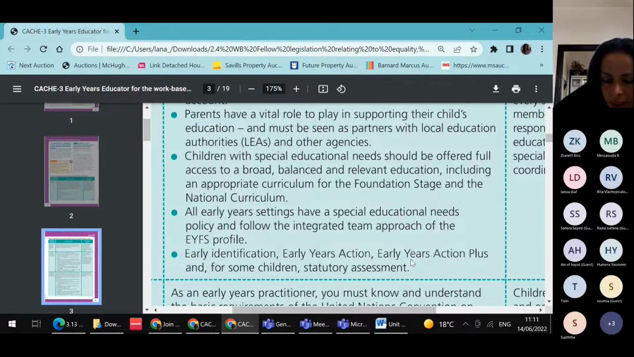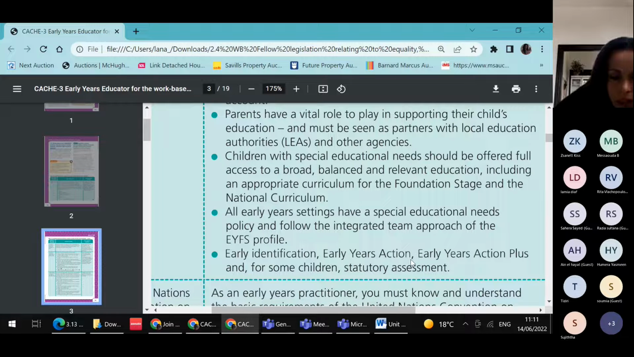Also, all early years settings must have a special educational needs policy. That's a must according to this legislation, and they should follow it in their nursery. Also, we have early identification, Early Years Action, and Early Years Action Plus. All these are statutory and must be followed in the nursery.